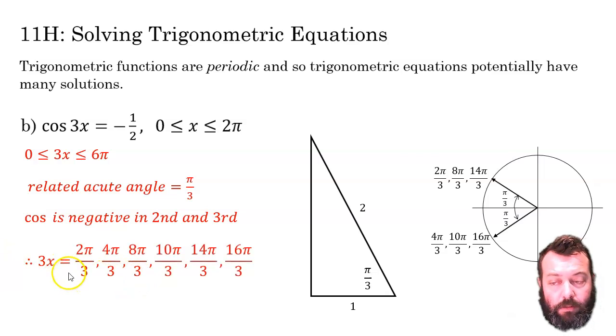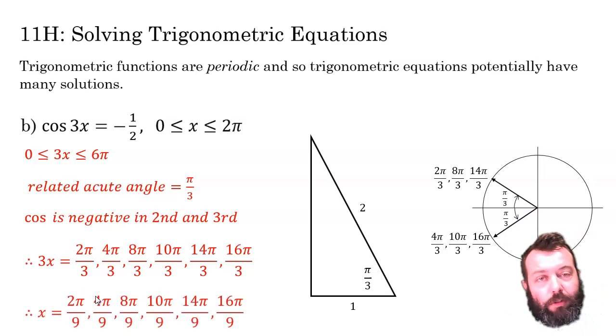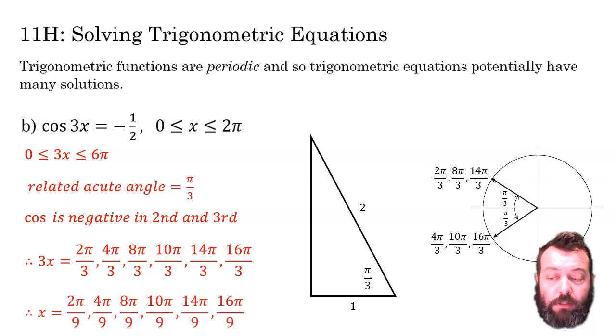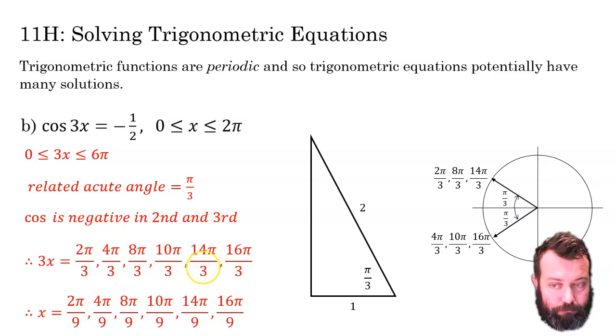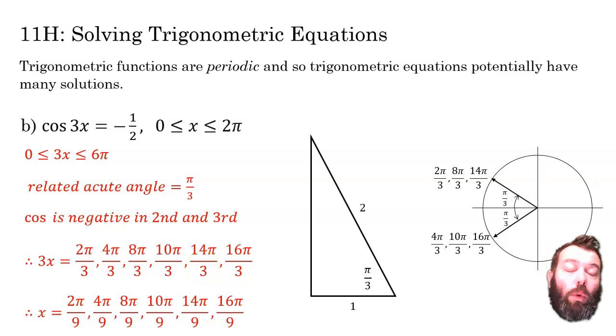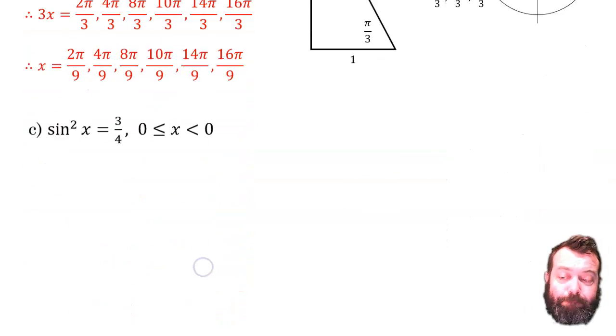So 3x is equal to all of those angles. But I don't want to solve it for 3x, I want to solve it for x. So divide all of them by 3. All right, and I get 2π, 4π, 8π, 10π, 14π, and 16π, each over 9. Okay. Rightio, that's the second one where we had to adjust the domain.